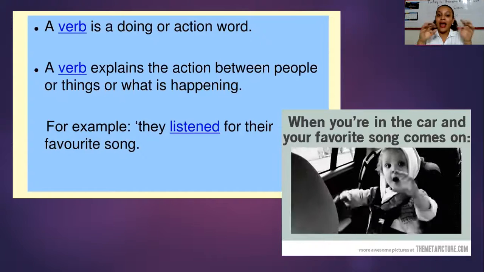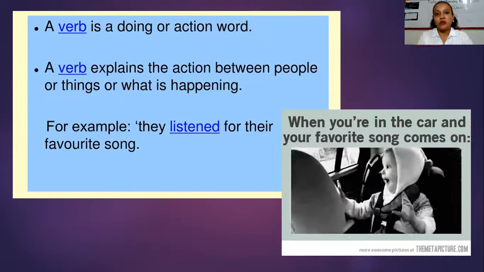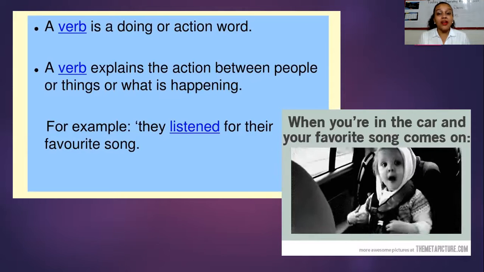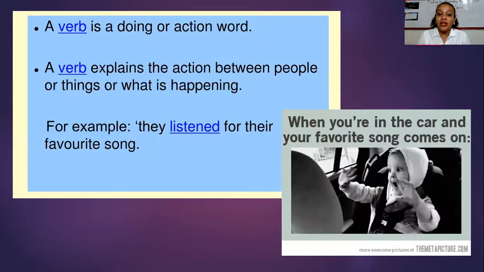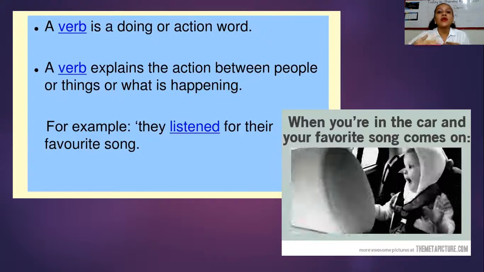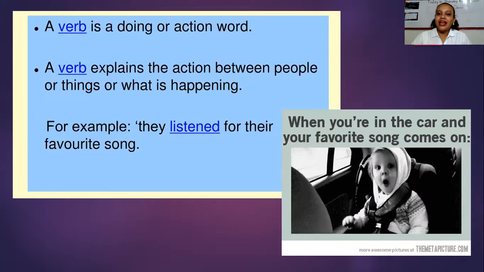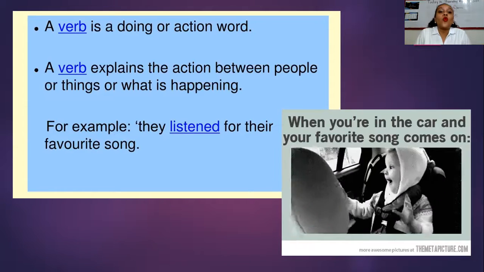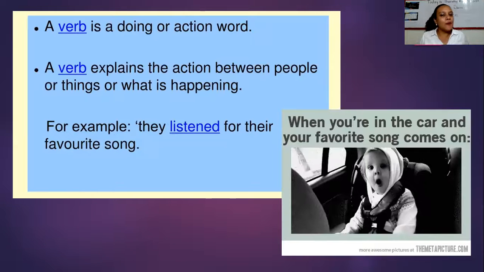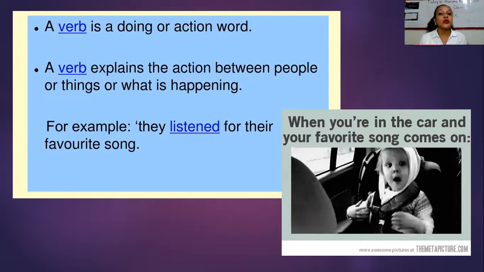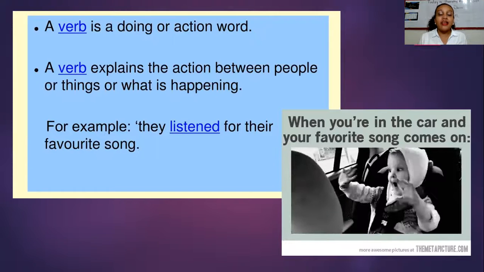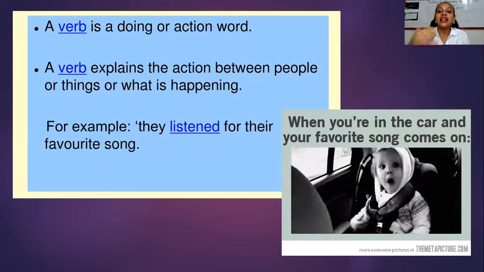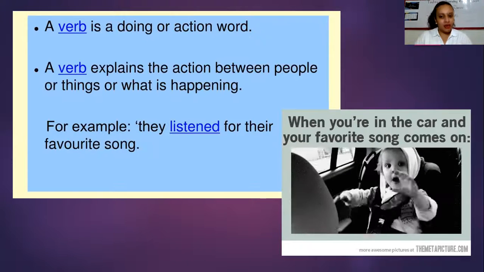Example: I am working with my computer. My action verb here is working, because working explains the action between my computer and me. So a verb explains the action between people or things, or what is happening. What is happening now? I am explaining the topic of verbs. The word explaining tells us what we are doing here now.